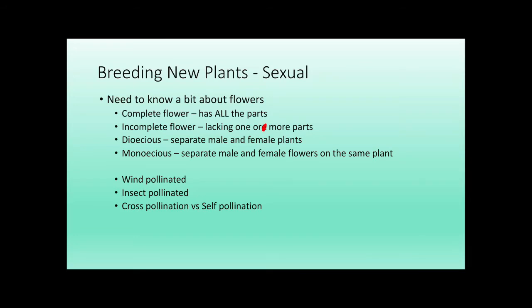Dioecious plants have separate male and female plants. So that's important because you need to have two plants to produce the fruit. Monoecious plants have separate male and female flowers, but they're on the same plant. It's also helpful to know if your plant is wind-pollinated or insect-pollinated. Does it need to be cross-pollinated, or can it self-pollinate? An example there might be apples. Apples must be cross-pollinated. They cannot pollinate themselves. So to get apples on your apple trees, you need two different apple plants.